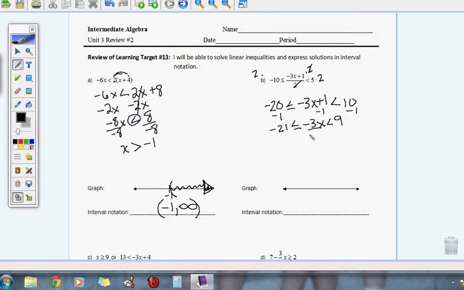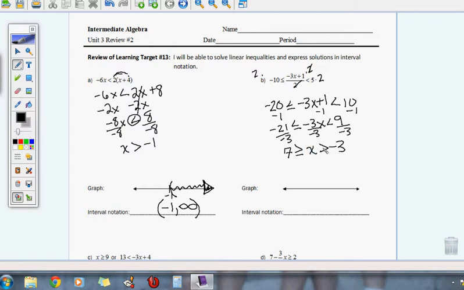And now we've got to divide everything by the negative 3, because we want to get the x by itself in the middle. So we have 7, and now it gets tricky because, again, dividing by a negative is going to make us flip this sign. Then we have an x, and then flip that sign, we're going to have a negative 3.